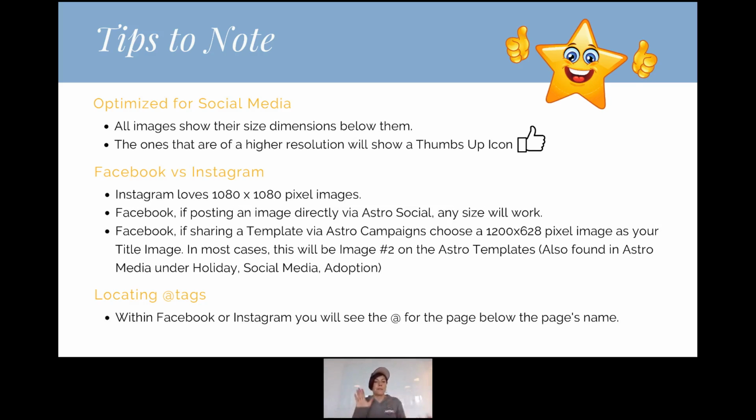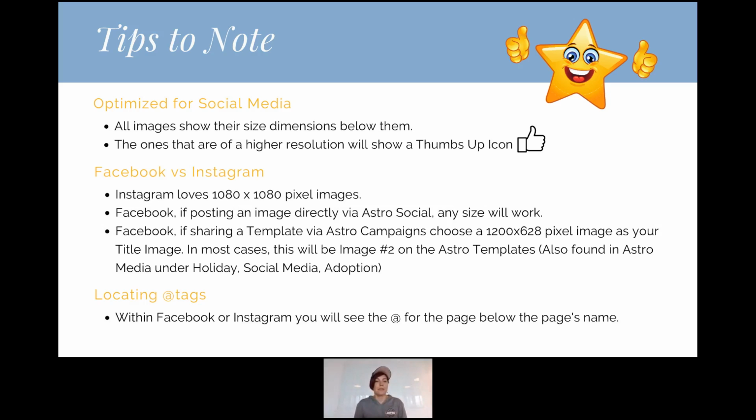Now, Facebook versus Instagram when posting. Instagram, as we may already know, loves 1080 by 1080 pixel images. So those will look best if posted using Astro Social. If you do post a longer, rectangular image to Instagram, Instagram will crop it to the center. If somebody clicks on that image from your Instagram page, it will expand into the full, wider image.